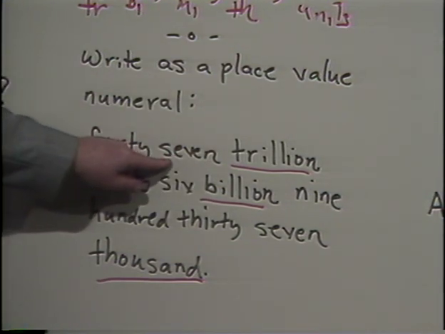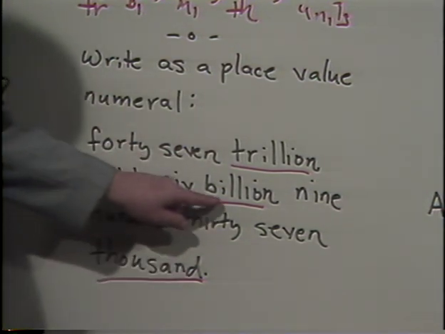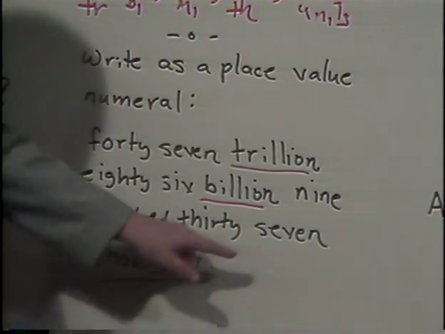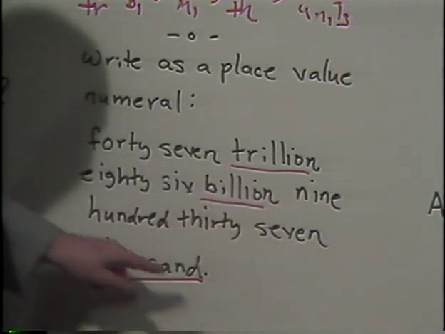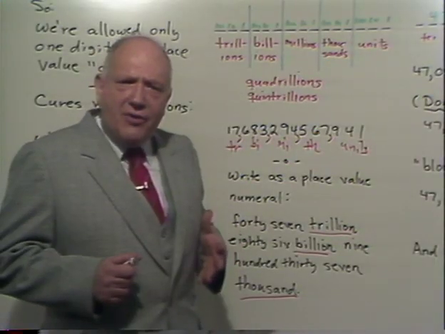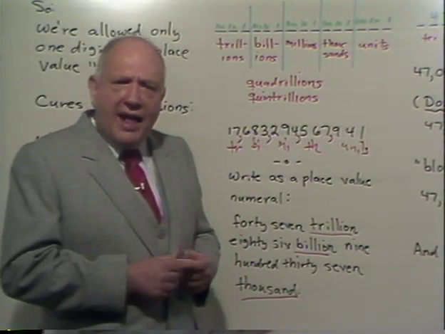47. Do we know how to write 47? Sure we do. What adjective modifies billion? 86. Do we know how to write 86? Sure we do. And what adjective modifies thousand? 937. See, we don't have to keep track of more than 3 digits at any one time.